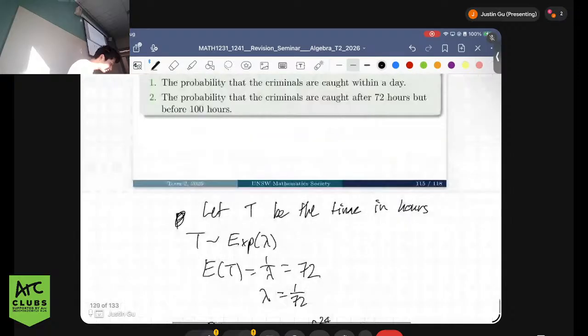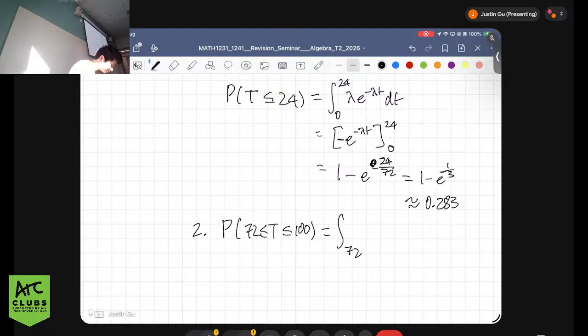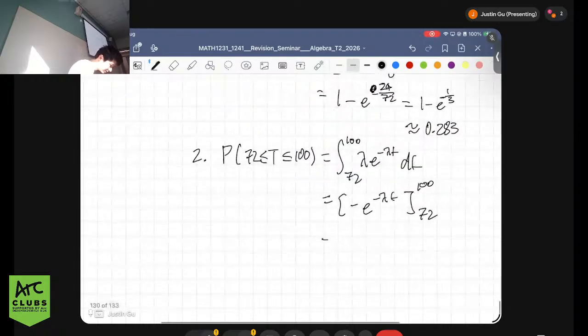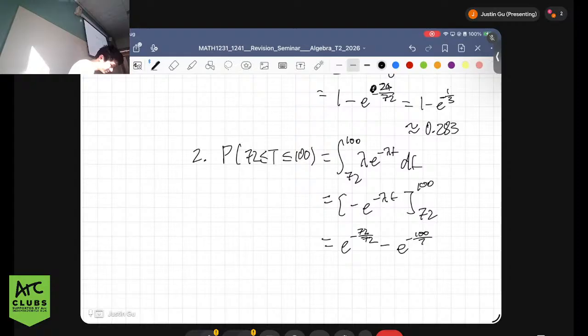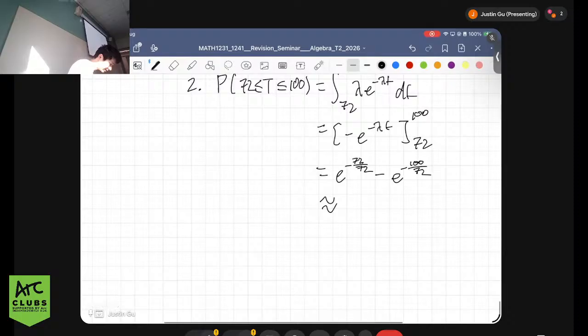So part B, find that probability. Again, the probability t is between 72 and 100. Well, that's just given by the integral from 72 to 100 of our probability density function. Essentially, we do the exact same thing. And then we get, I think, e to the negative 72 on 72 minus e to the negative 100 on 72, which is going to be about 0.99119.